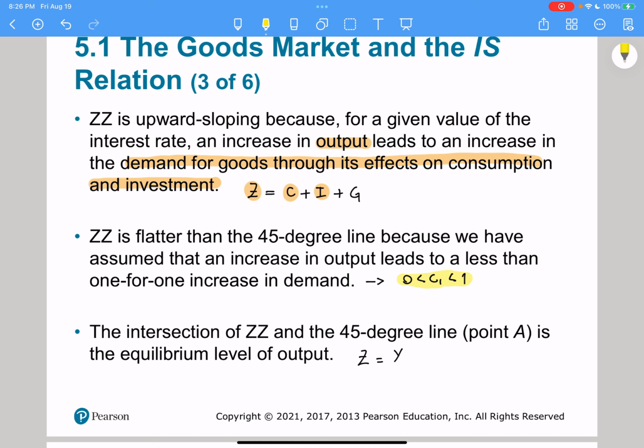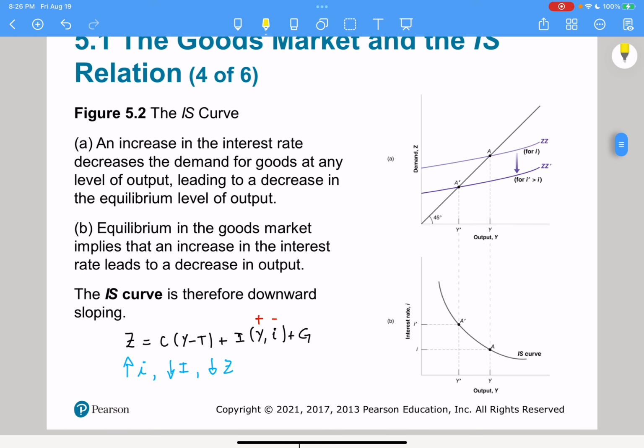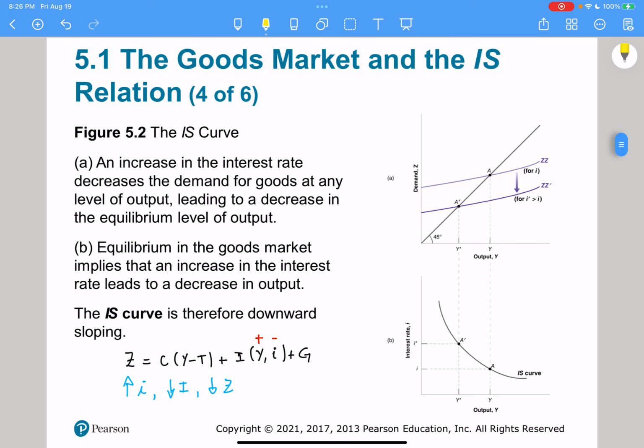And this is obvious because the propensity to consume out of income is not 100%, but it's something positive. So the slope of this curve is going to be less than 1. The last thing is the intersection between the ZZ and the 45 line, which is this equilibrium here. Z equals Y, and this gives you Y, the output here. All right, this is the thing that we discussed two chapters ago. Now, how the relation in this chapter, the IS relation, is derived.